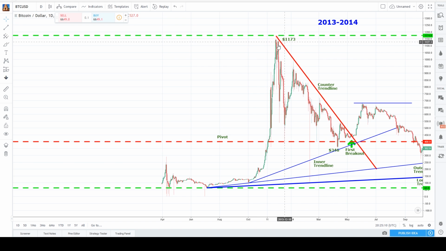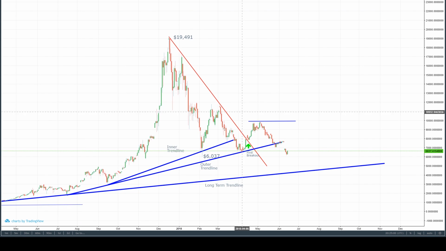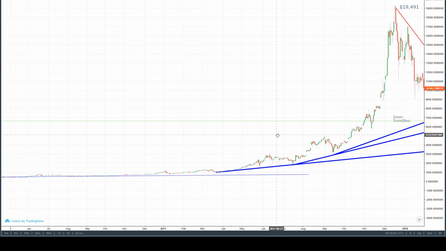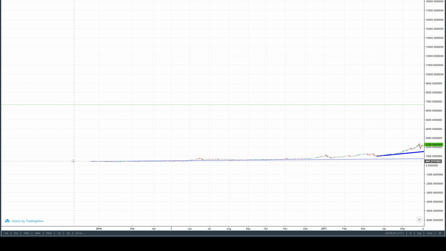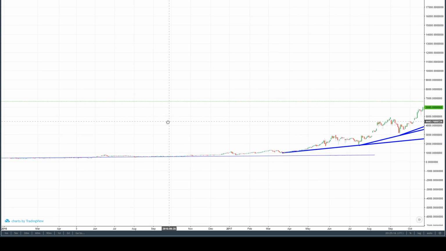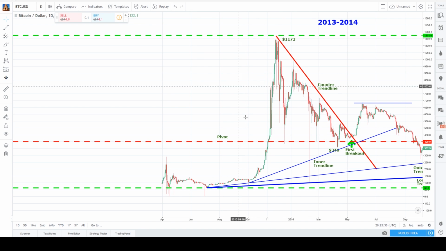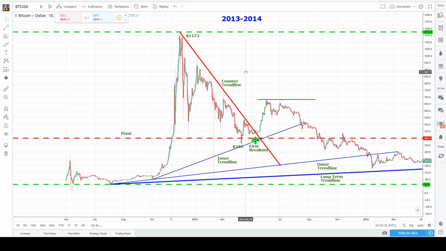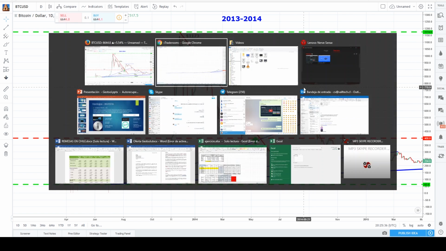Well, this massive parabolic move doesn't even register here, somewhere along these lines. Doesn't even register. It is a speck in the timeline. So it's not even here. It's nothing. And in here, people were crying that this was the end.